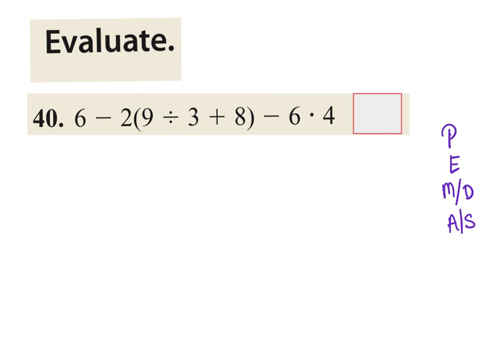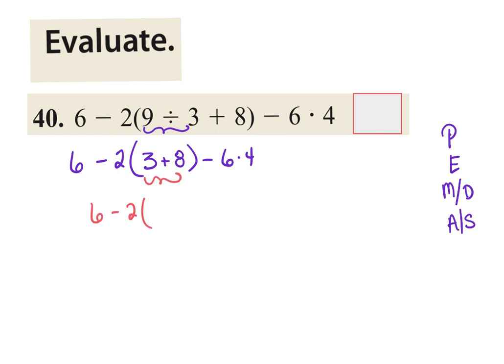Okay? So within my grouping, I would do order of operations. So I'm going to leave this 6. I'm going to leave that 2. I'm going to do my order of operations here. 9 divided by 3 is 3. Again, I'm still going to work that parentheses, 3 and 8. And now I just have all my parentheses are gone. I don't have any exponents. I've already done this. I don't have to worry about that.